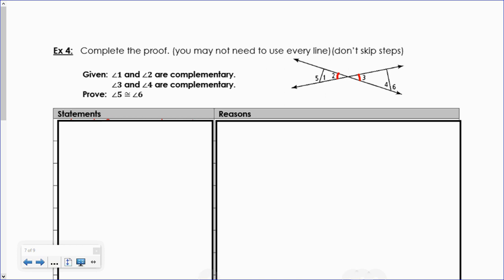All right, so what am I provided in this picture? I know that angle 1 and angle 2 are complementary. Then I know angle 3 and angle 4 are complementary. We don't really have any markings to put in the picture for complementary, so I'm not going to be able to do that. But if you look at what I added in the picture, what did I go ahead and add in the picture before I started?